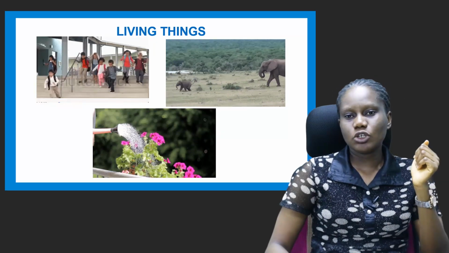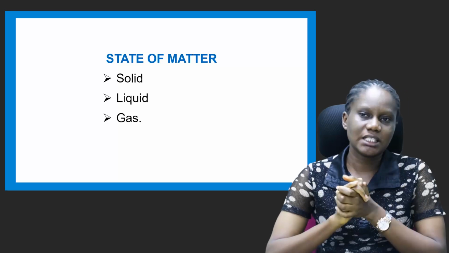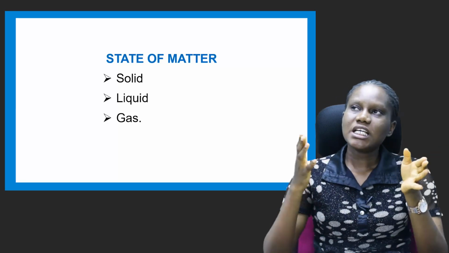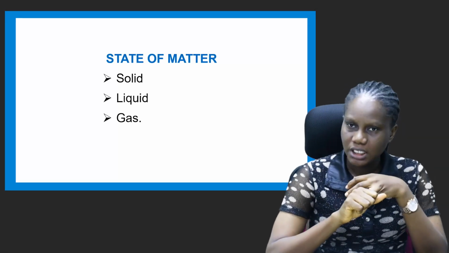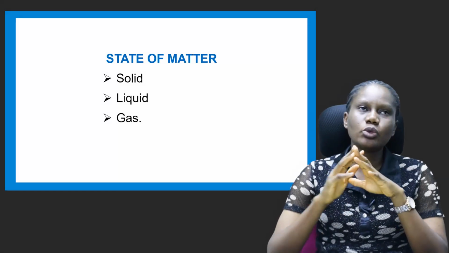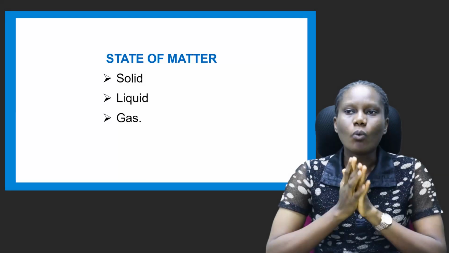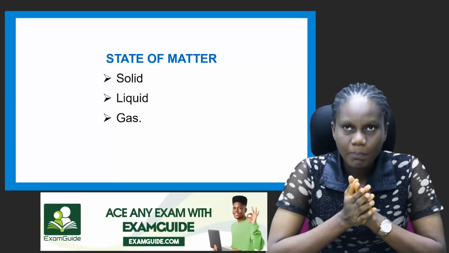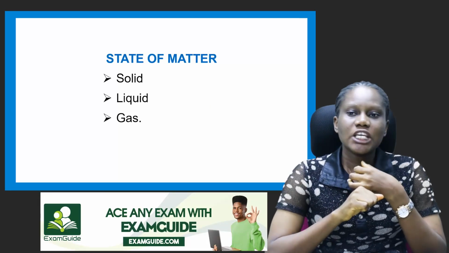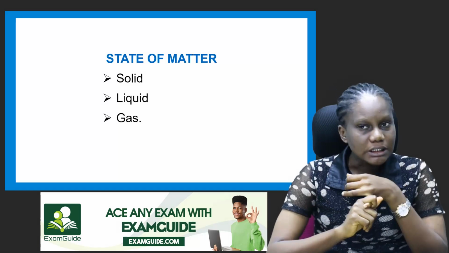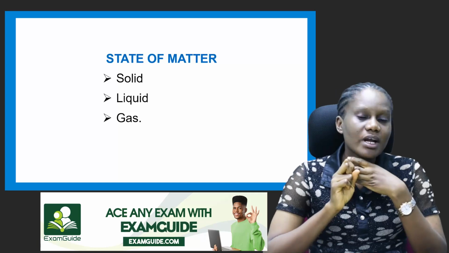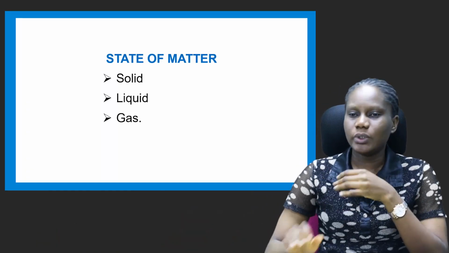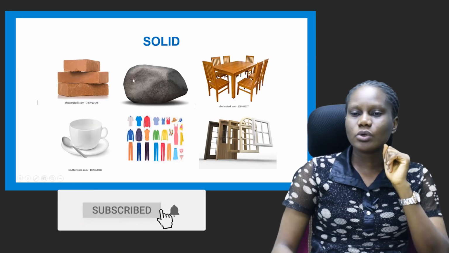Now the other category, which is the state of matter. You can categorize matter into solid, liquid, or gas. Anything you can see, wherever you can see them, they can be categorized into these three states. They can be categorized into what? Solid, liquid, and gas. So very quickly, we'll go into solid.